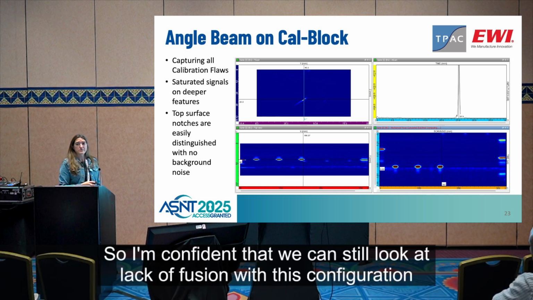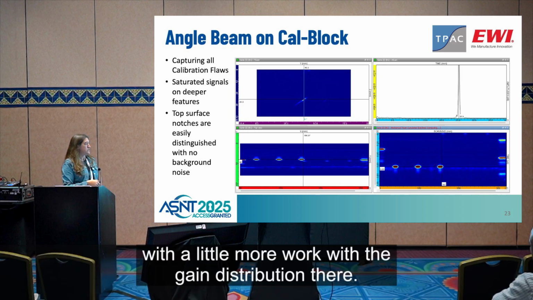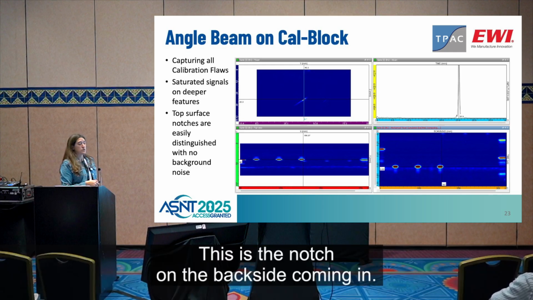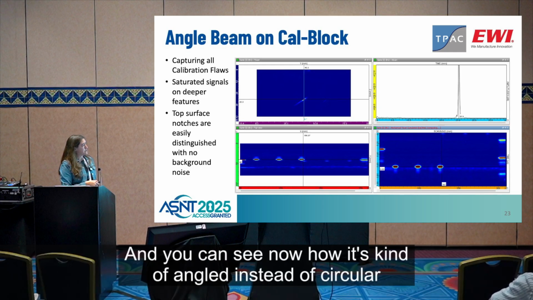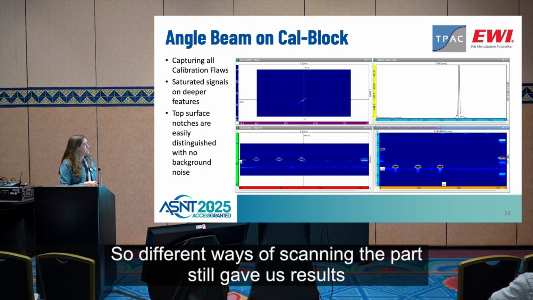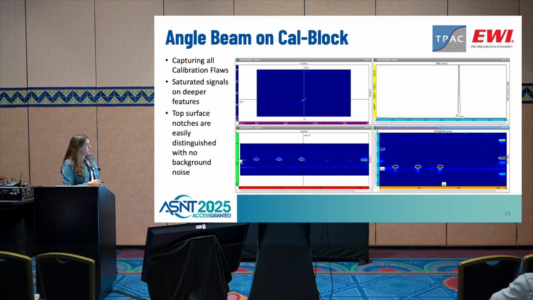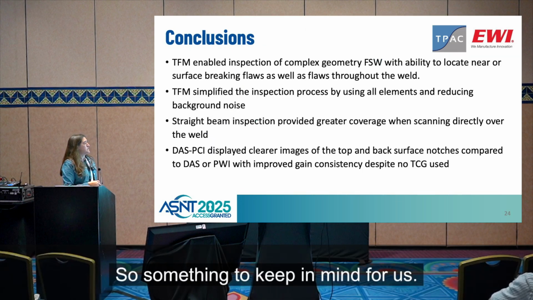So I'm confident that we can still look at lack of fusion with this configuration with a little more work with gain distribution there. So here's the notch on the back side coming in. And you can see now how it's kind of angled instead of circular like we had with the straight beam. So different ways of scanning the part still gave us results that we were looking for, but without setting our gain using the angle beam, we could miss some of those surface features. So something to keep in mind for us.